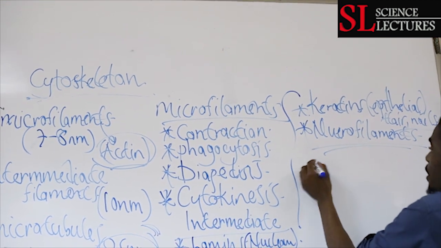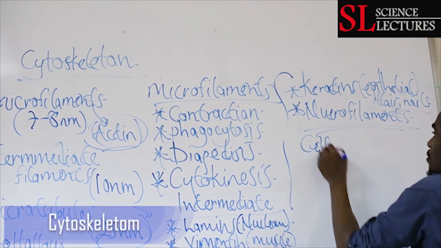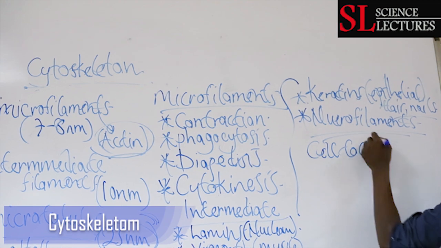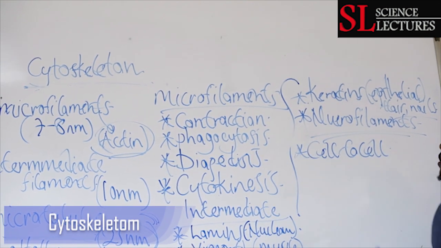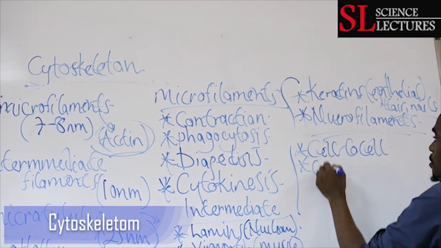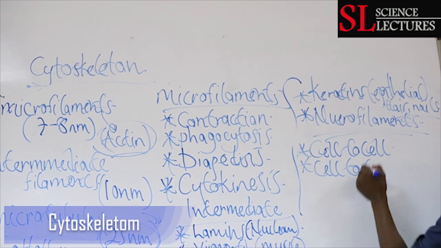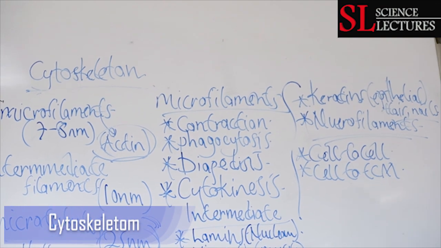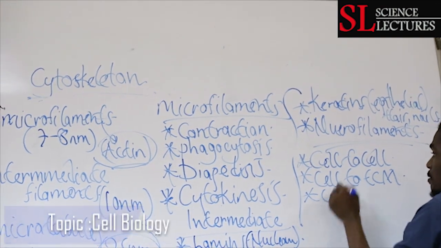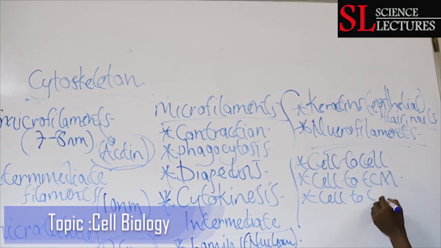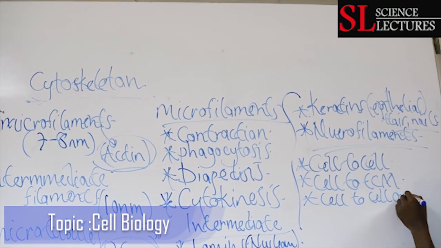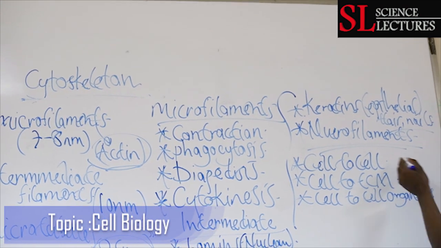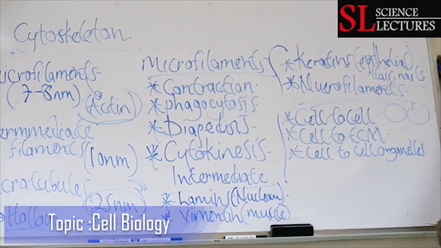can join a cell to cell. We can have a cell to cell joint using these filaments. We can have a cell to extracellular matrix. Then we can have cell to organelle. So cell to organelles are also joined. So we are having our cell A to cell B.